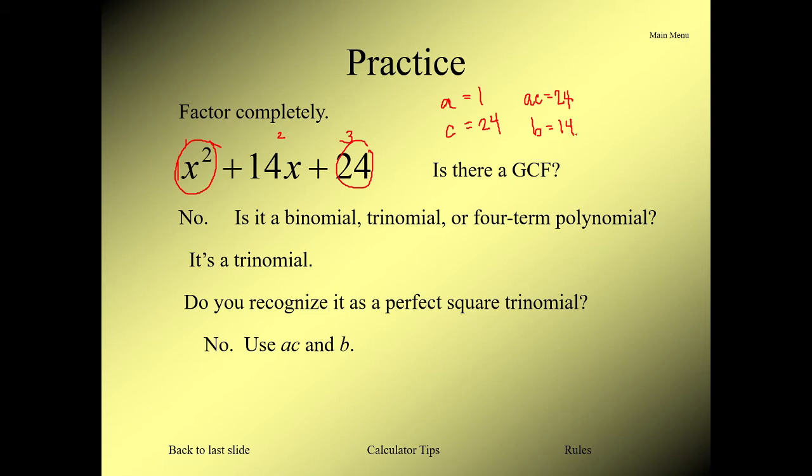Our goal here is to look for two numbers such that if we multiply these two numbers, the result is 24, and if we add these two numbers, the result is 14.